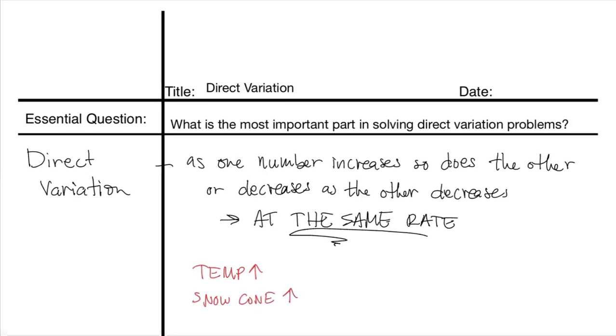Or you could look at it another way. Let's say as temperature decreases, as it gets colder, snow cone sales also decrease. People are buying fewer snow cones when it gets colder. So temperature increases, there are more snow cones; temperature decreases, fewer snow cones. That's a very rough example of what direct variation means. As one goes up, the other goes up, or as one goes down, the other goes down.